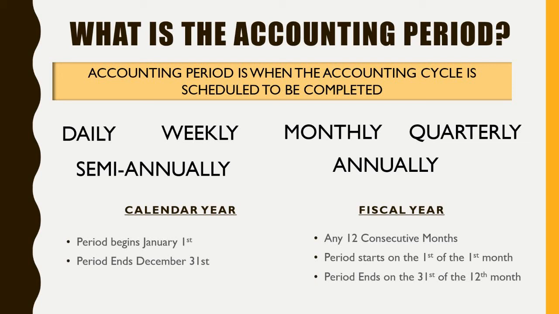Okay, so in most cases you'll see that for government agencies, their fiscal year starts on July 1st and ends on June 30th. So typically they do it in the middle, right?